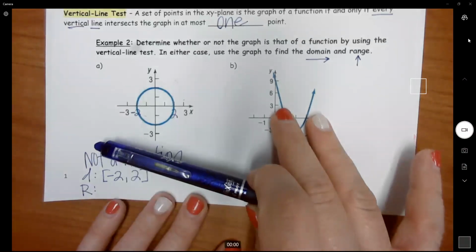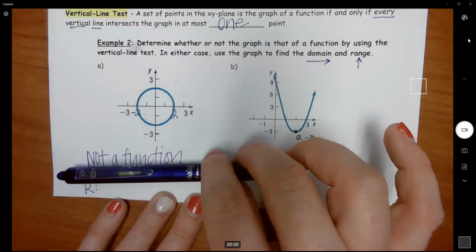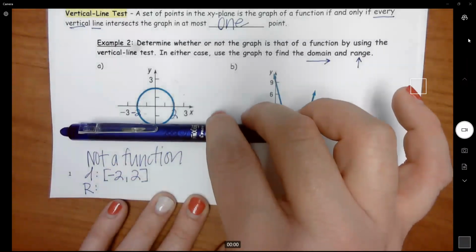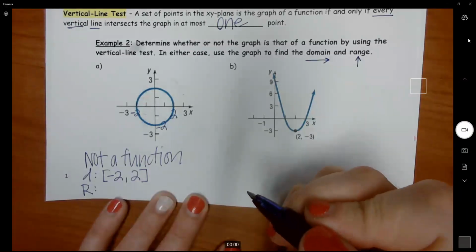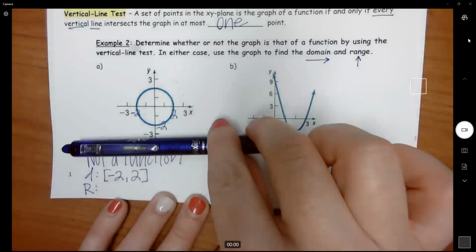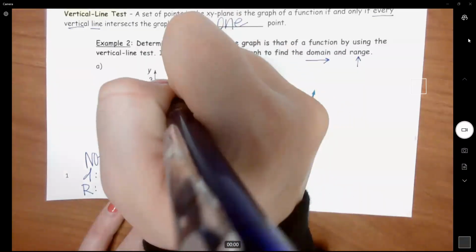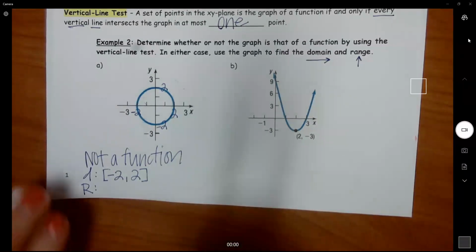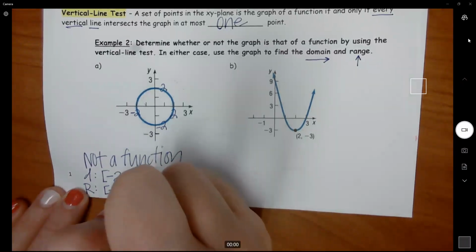So as I'm taking my pencil and going from bottom to top, what's the smallest number I am encountering on this graph? That happens to be negative 2. And then what's the biggest number I happen to encounter on this graph? And that is 2. So my range is also negative 2 to 2.